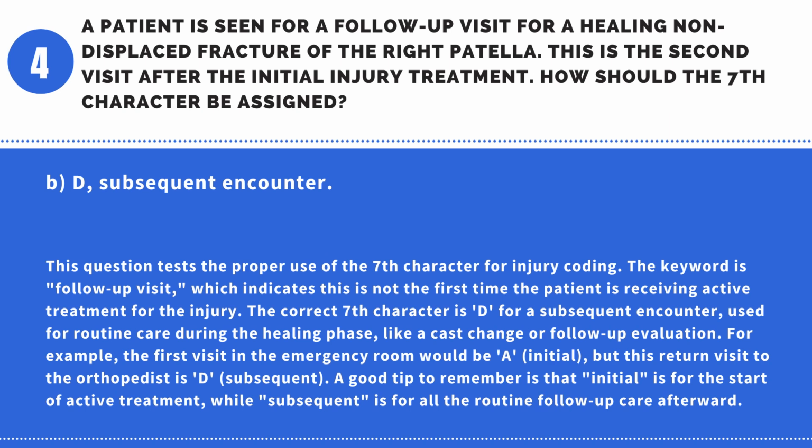Answer: B. D. Subsequent encounter. This question tests the proper use of the seventh character for injury coding. The keyword is follow-up visit, which indicates this is not the first time the patient is receiving active treatment for the injury. The correct seventh character is D for a subsequent encounter, used for routine care during the healing phase, like a cast change or follow-up evaluation.